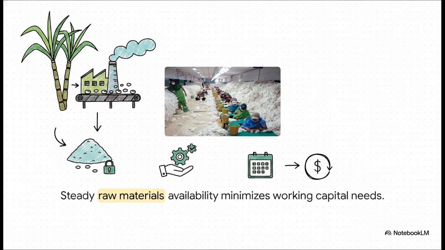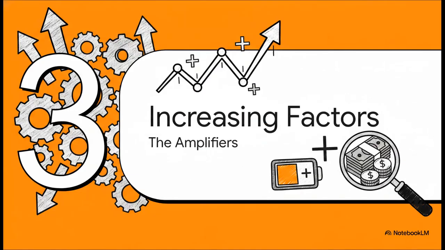Our third reducer is the availability of raw materials. If raw materials are available regularly, without any massive shortages or supply chain hiccups, a firm simply doesn't need to hoard large stocks. And it's pretty simple. Less stock means less working capital tied up sitting in warehouses. For instance, think of sugar mills that are located right next to sugarcane growing regions. Because the raw material is continuously and easily available right next door, they just don't need to maintain massive, expensive stockpiles.